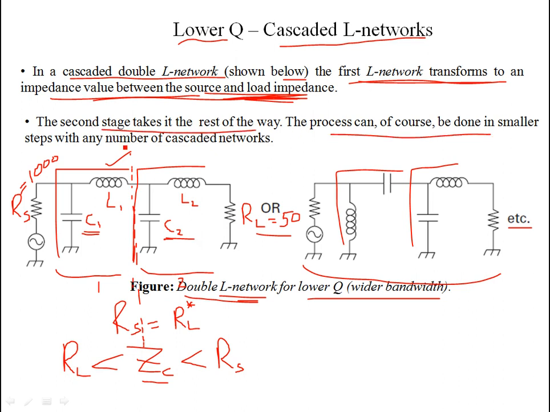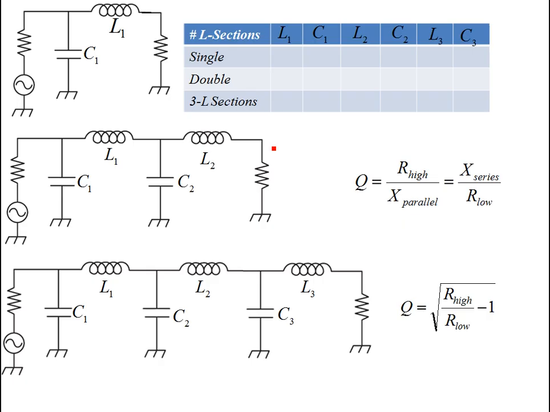The process can of course be done in smaller steps with any number of cascaded networks. You can have multiple cascading. For example, this is a single L section, a two element L section matching network, matching the source resistance with the load resistance, unequal source and load resistances.